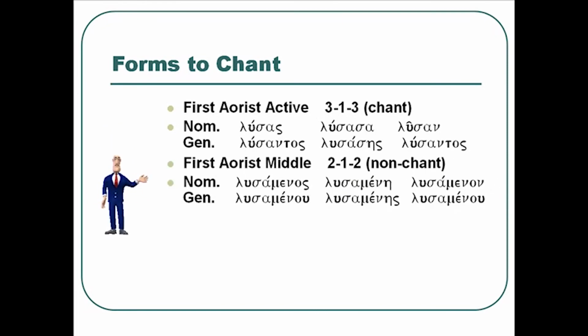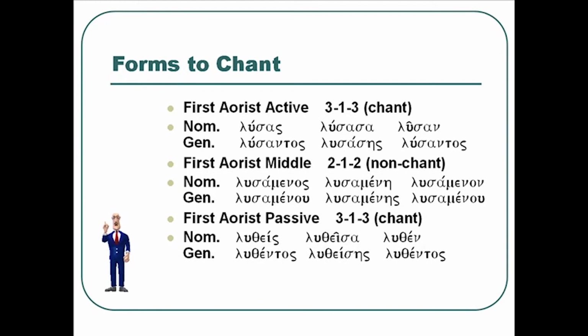We'll not do the middle forms, lusamenos, lusamenu, because those forms are so obvious that we don't need to learn those. But we will learn the first aorist passive forms for the nominative and genitive, realizing that once you've got the nominative and genitive, you can reconstruct the rest of the paradigm. Luthes, luthentos, luthesa, lutheses, luthen, luthentos. And say it with me. Luthes, luthentos, luthesa, lutheses, luthen, luthentos.